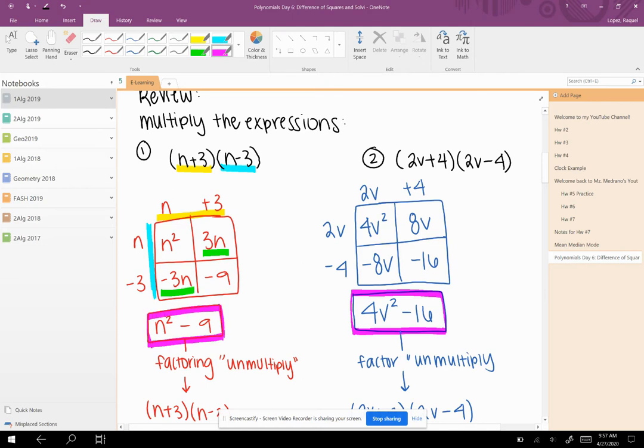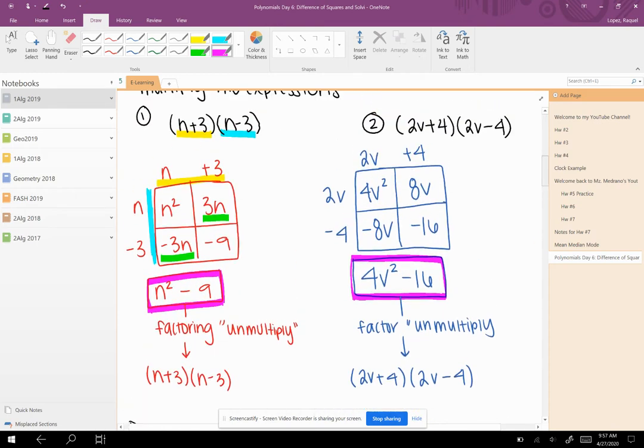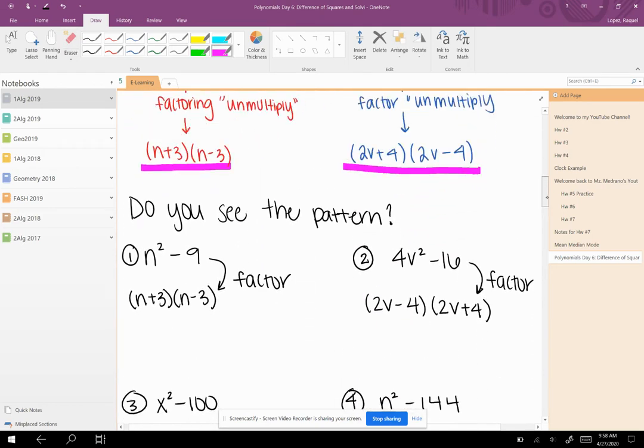But if I wanted to go backwards or unmultiply, aka factoring, then the factors of those expressions would basically be what we started with, right? So these are our factors, what I've underlined in pink. Those are the factors to the expressions that are boxed in pink, right? And so today we're basically going to be factoring expressions like these two up here, okay? And there's a special pattern for that. So let's go ahead and start looking at some examples.